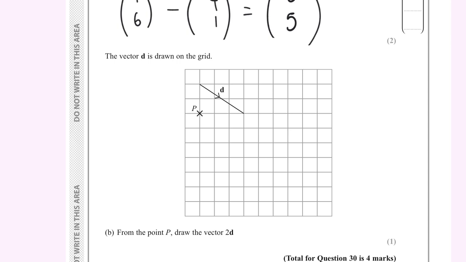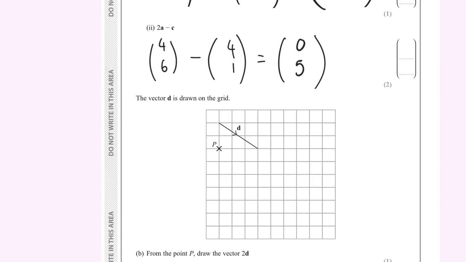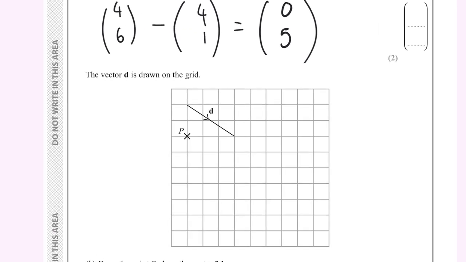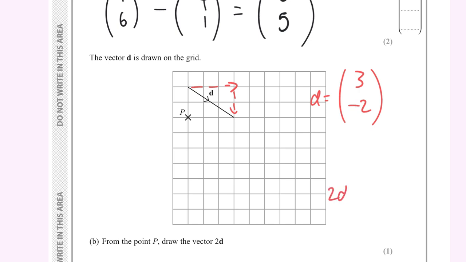From the point P, draw the vector 2D. Vectors tell us the top number tells us how far across it goes, and the bottom number tells us how far up or down it goes. So I can tell you straight away that the vector of just d is going to be 3 in the x direction, and then it goes down 2. So it's going to be minus 2. 3, minus 2. If we're looking for 2d, which is double both of those, we get 6 and negative 4.